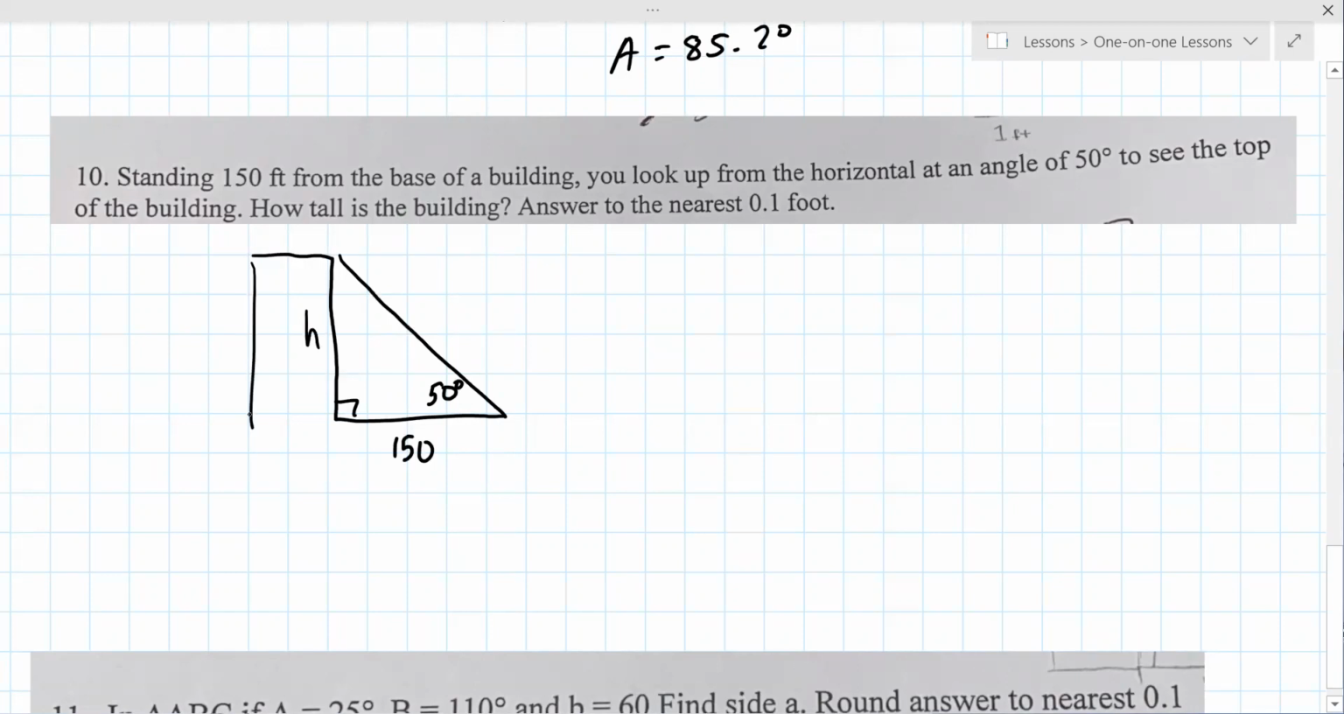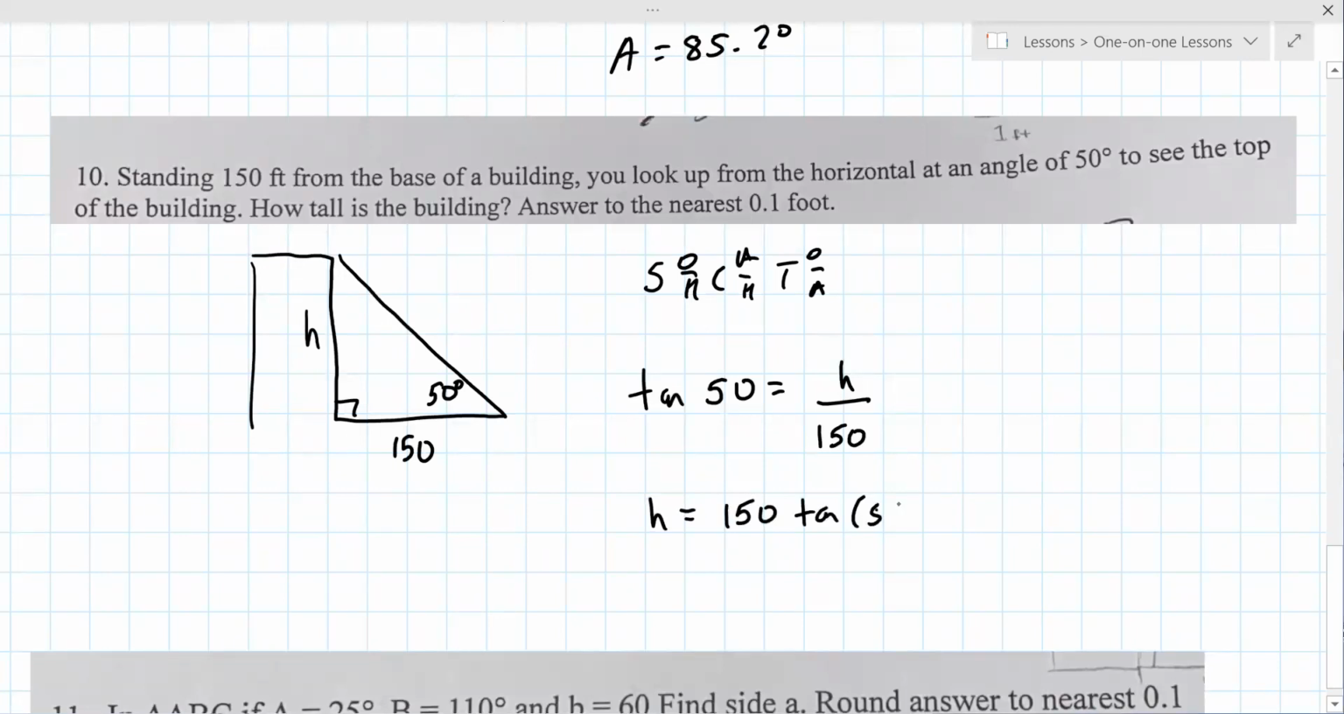Relative to this angle, this is opposite, this is adjacent. So it's SOHCAHTOA. The one that uses the opposite and the adjacent is tangent. So tangent of 50 equals the opposite, which is h, over 150. So h equals 150 tangent 50. And that goes in your calculator. Sine would have worked if you had the hypotenuse, which you did not. You had this length here.